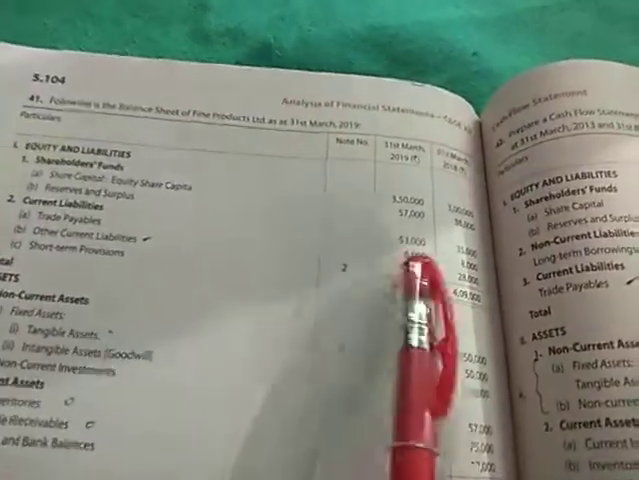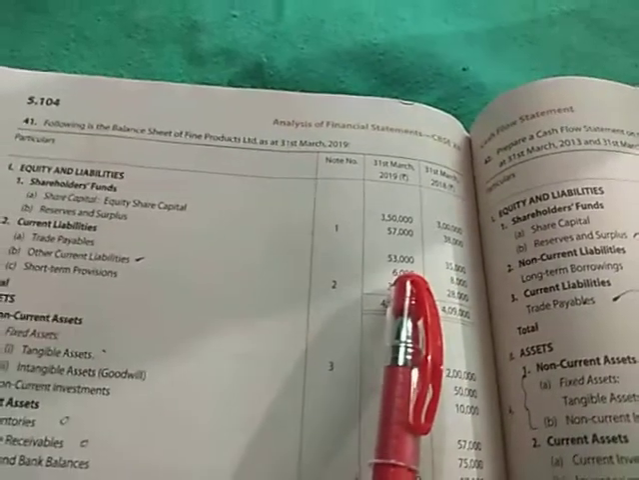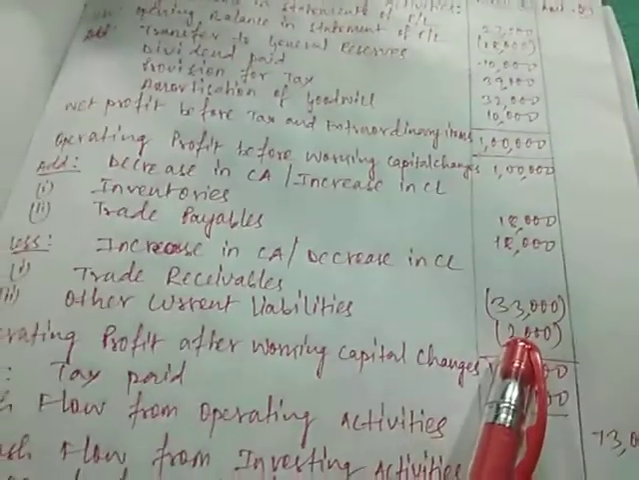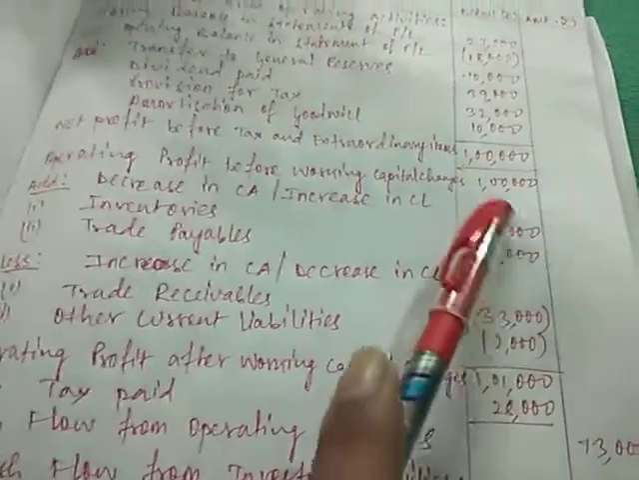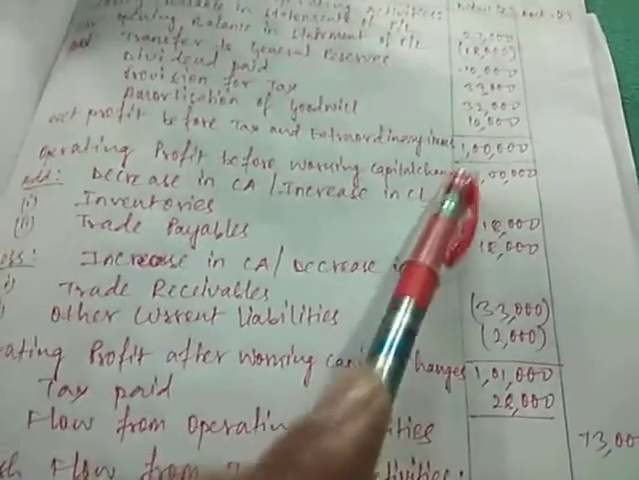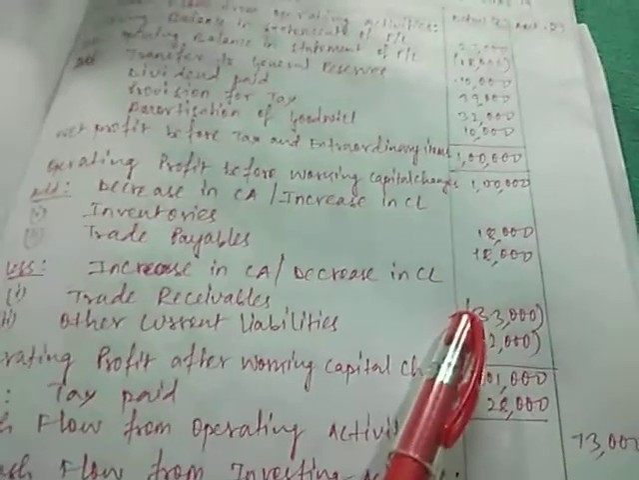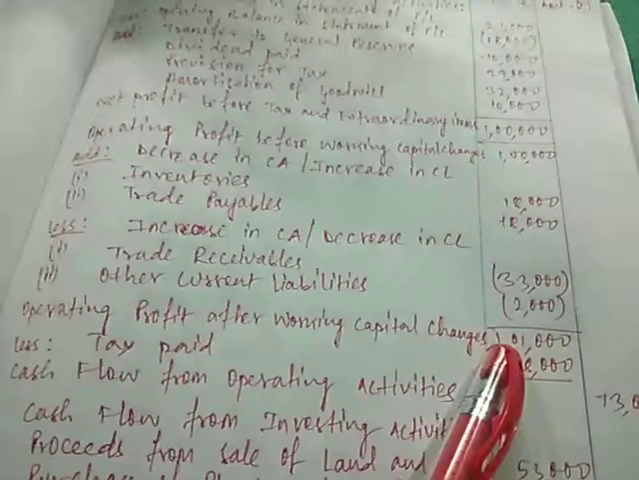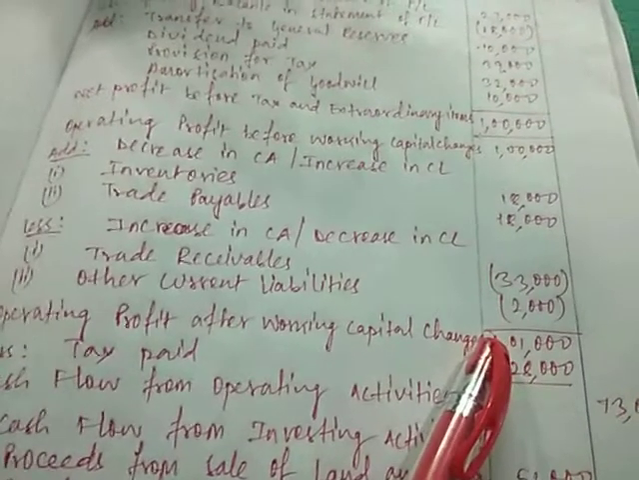Let us check them. Other current liabilities, from 8,000 it has come to 6,000. There is a decrease of 2,000 in other current liabilities. This is also written here, decrease in other current liabilities 2,000. Now if you take the sum of all this, you will find out 1,01,000. 1,18,000 plus 18,000 minus 33,000 and minus 2,000, you will get 1,01,000. This is the operating profit after working capital changes.